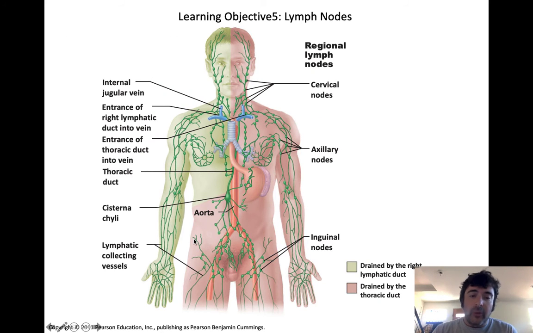Now, the regional lymph nodes you need to know, again, are the cervical, the submandibular, the axillary, and the inguinal. You often palpate or feel lymph nodes to evaluate for the presence of infection.